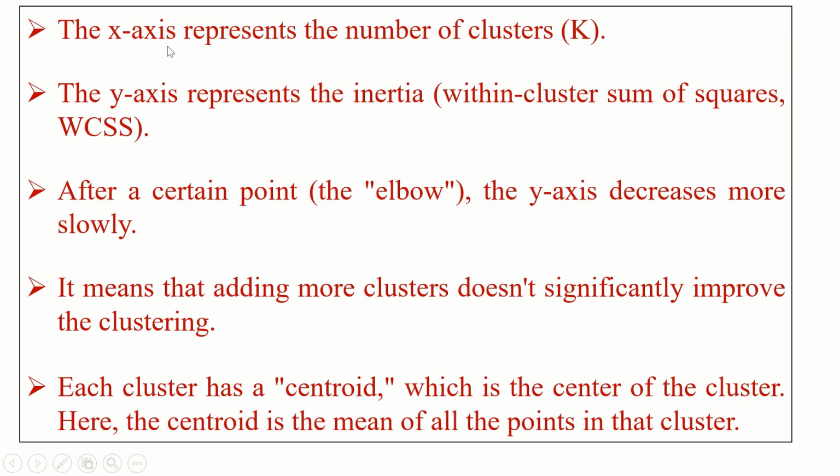The x-axis represents the number of clusters in the elbow graph. The y-axis represents the inertia, that is the within cluster sum of squares value. After a certain point in the elbow, the y-axis decreases in a very slow manner. It means that adding more clusters will not improve the clustering.